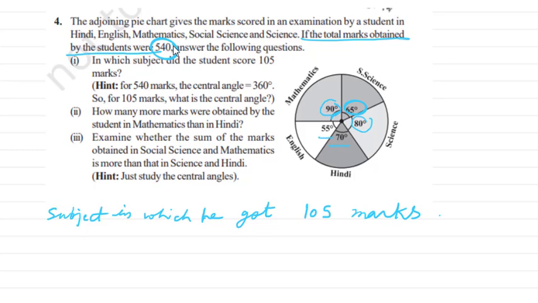There are two methods to do this. In the first method, you first find the fraction. In the math section, the angle is 90 degrees, so the fraction will be 90 degrees divided by the total angle of 360 degrees. Then multiply it with 540, and you will get exactly how many marks he got in mathematics. We will try the same for all the other parts, and the part which matches 105 marks will be the answer. So this is the first method.